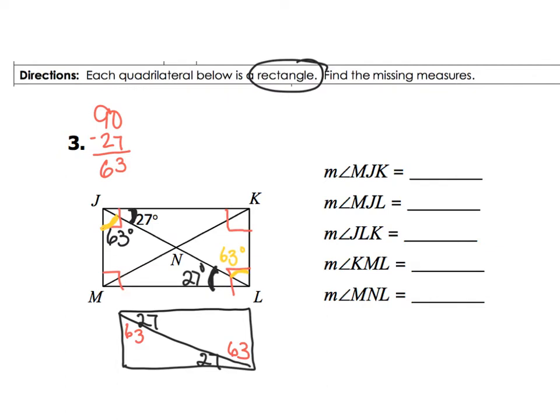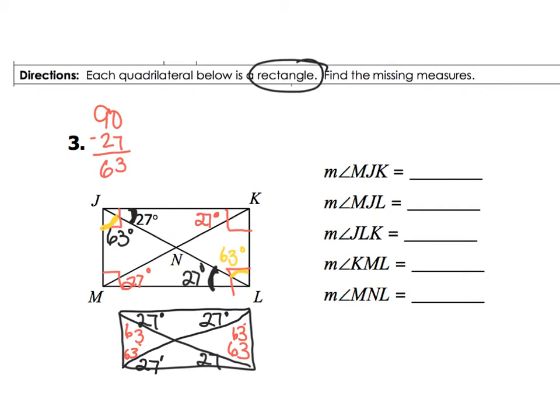Since the diagonals are congruent, we have isosceles triangles. So this is also going to be 27 degrees, and its alternate interior is going to be 27 degrees. Let me put that on my picture down here because I feel like it's clearer. If that's 27 degrees, this one is also 27 degrees. Alternate interior, that would mean this one is 27 degrees. And this one right here is 63 and 63.